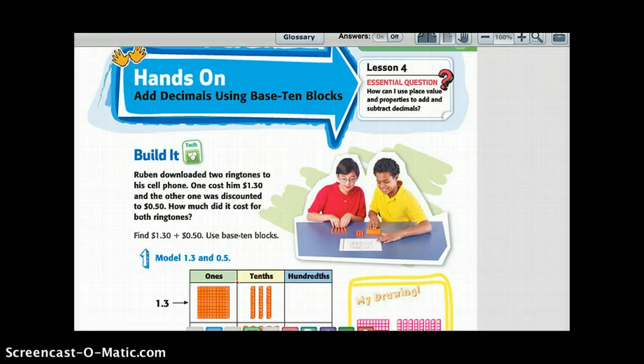Okay, I think that video gave you a really good idea of what we're going to be working on, but here it is in your book on page 323, just to show you what it looks like there. So again, we're using base 10 blocks. It's different than what you're used to.